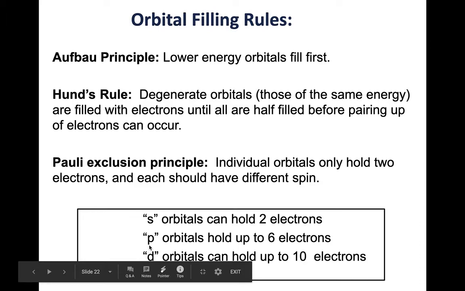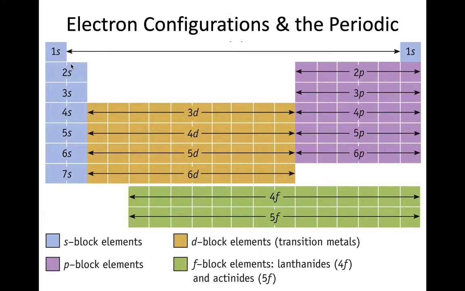Also remember the maximum allowed electrons in each orbital. S orbitals can hold 2, p orbitals 6, d orbitals 10. This is really easy to remember if you're using the periodic table shortcut. The s block only has 2 columns in it. We can only ever get to s2. The p block only has 6 columns in it. We can only ever get to p6.